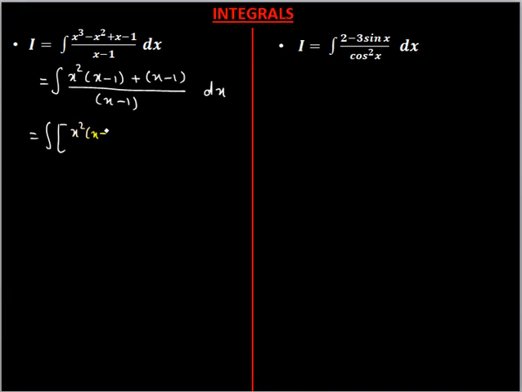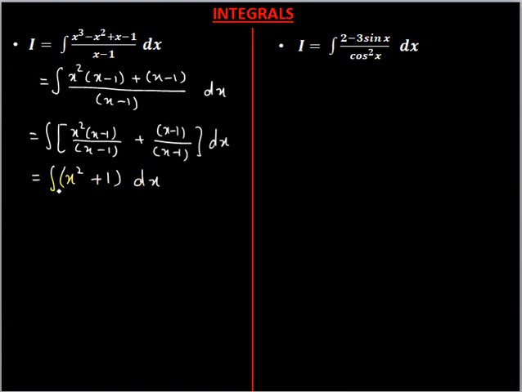x square into x minus 1 divided by x minus 1. And then the later part, x minus 1 divided by x minus 1. So you can easily see the common factors can be cancelled out. So here we are only left with x square and in the second part we are only left with 1. So we need to integrate x square plus 1. Using the formula for integral of x to the power n, the integral of x square will be x to the power 3 divided by 3, plus integral of 1 which is x to the power 0. So integral of 1 comes out to be x plus constant of integration.